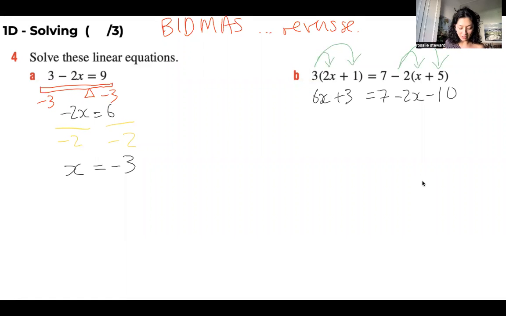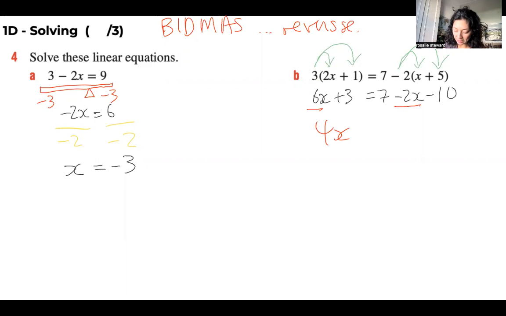Okay, and now it's just a matter of collecting your like terms. So x is here, negative x there. So that's 6x minus 2x on the left side, keep there. Just a trick, if you're not sure if you should put your x's to the left or the right, just move everything to where x is bigger. So x was bigger on the left, so I'm going to move things there.